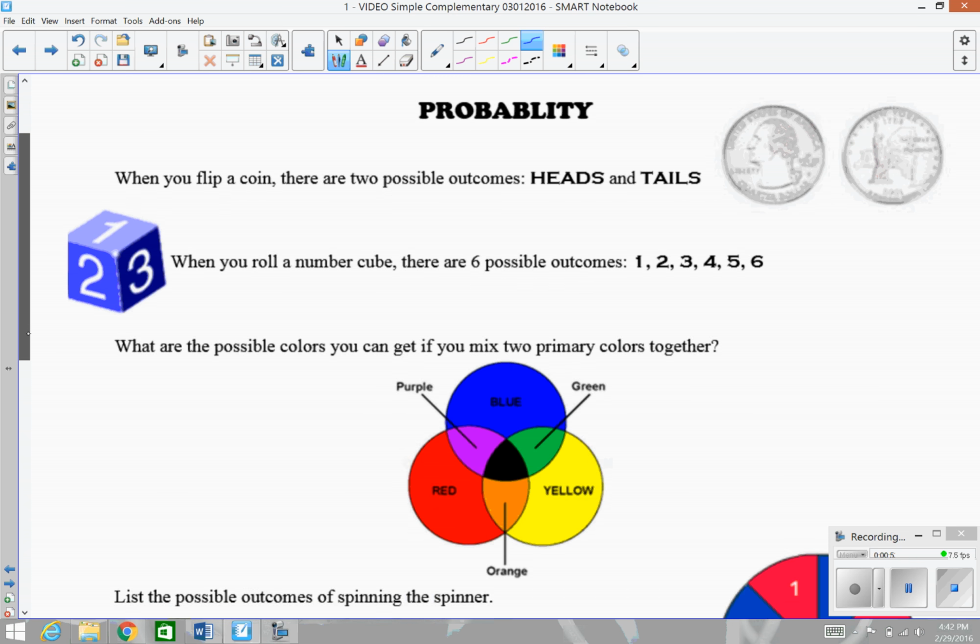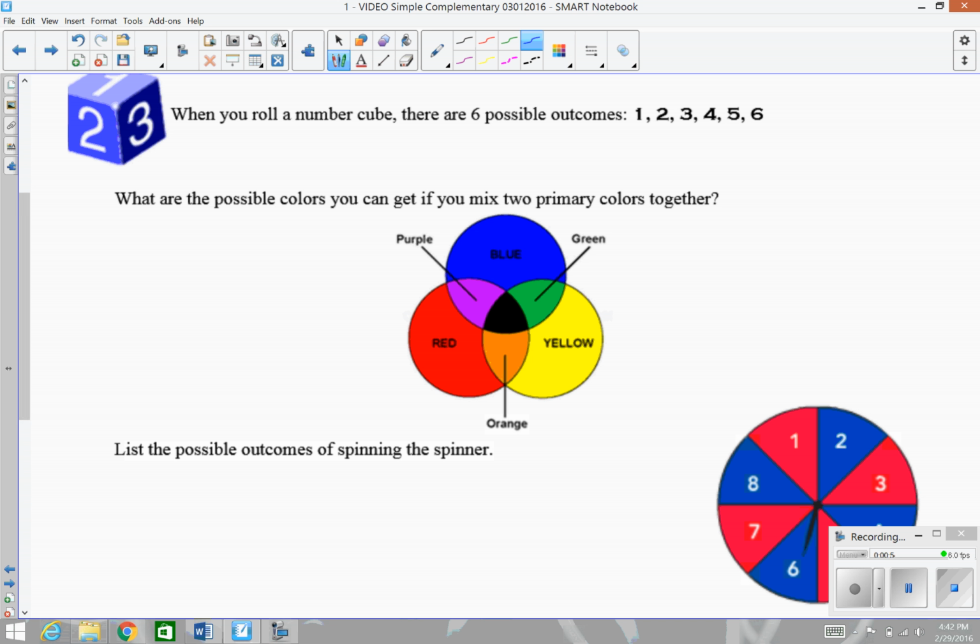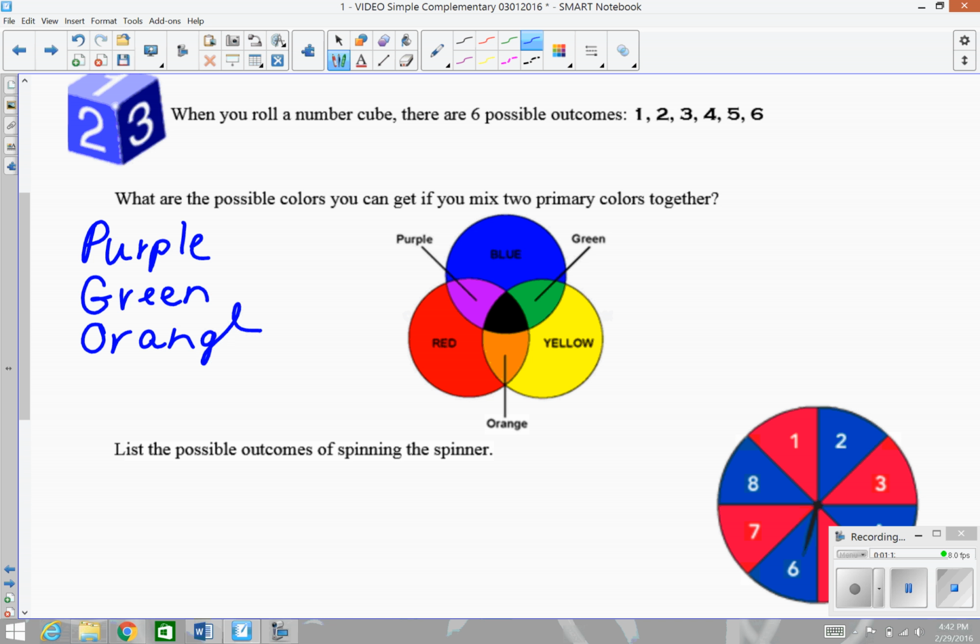You look at this color wheel here. It asks you, what are the possible colors you can get if you mix two primary colors together? We could get purple. We could get green. We could get orange. So there are three possible outcomes in that situation.